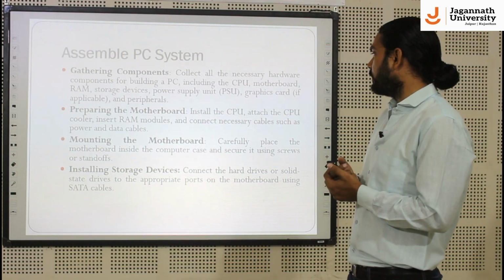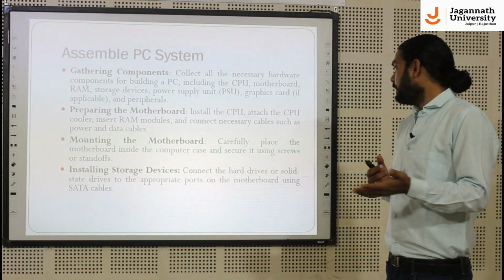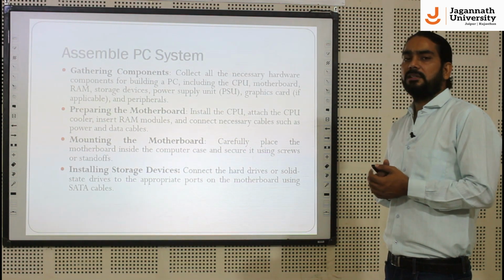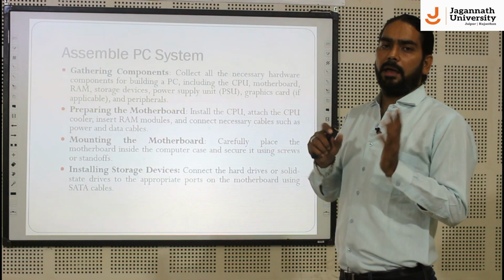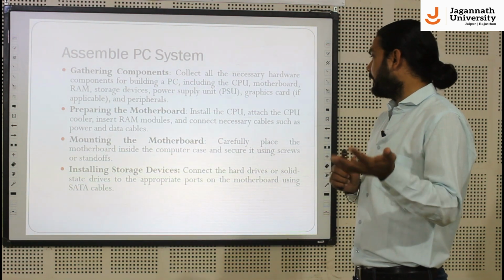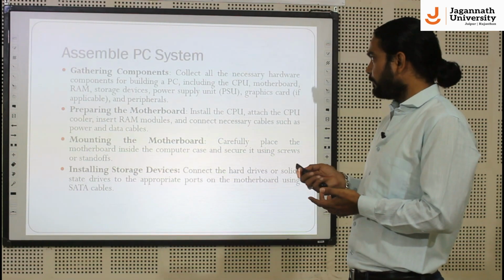The fourth one is installing storage devices. Storage devices are basically memory: hard drives or solid state drives. We connect the HDD or SSD to the appropriate ports, because everything is connected via ports. Ports are basically the addresses on the motherboard, using SATA cables also.